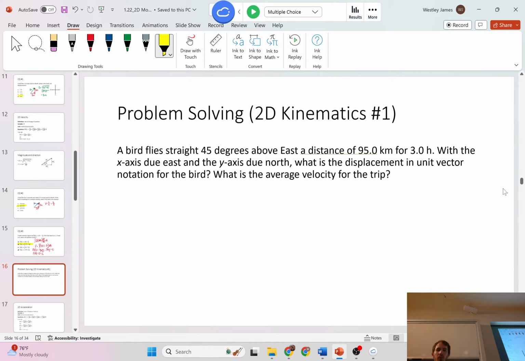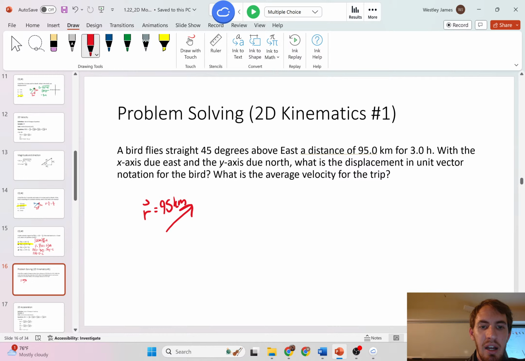But let's draw a picture. A bird flies 45 degrees for 3 hours, so it travels this distance. My distance here, my R, equals 95 kilometers. I don't really have room, I'll convert it off to the side in a second. And this angle here is going to be 45 degrees. Okay? So step 1, what's given? My R is given as 95 kilometers, which is 95 E3.